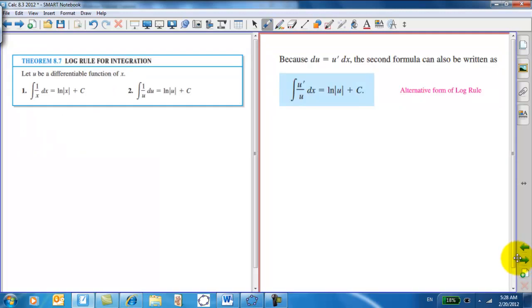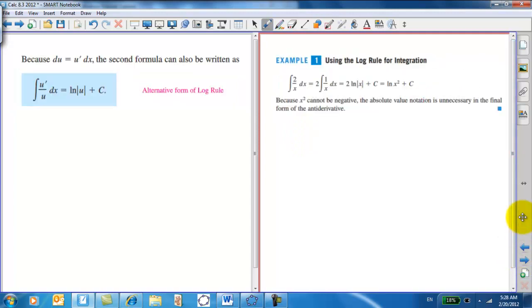So you can also write it this way and put the u prime over u. So the du over u, and look for a derivative of the bottom function on the top. This pattern is going to come up over and over again.